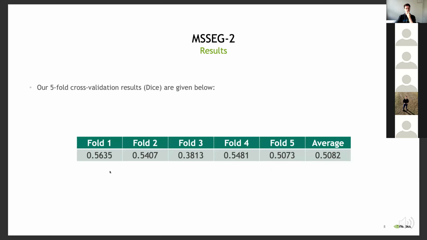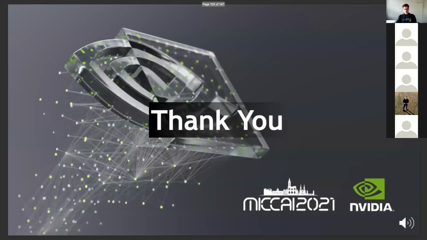This is our 5-fold cross-validation results, which was around 0.5 dice.